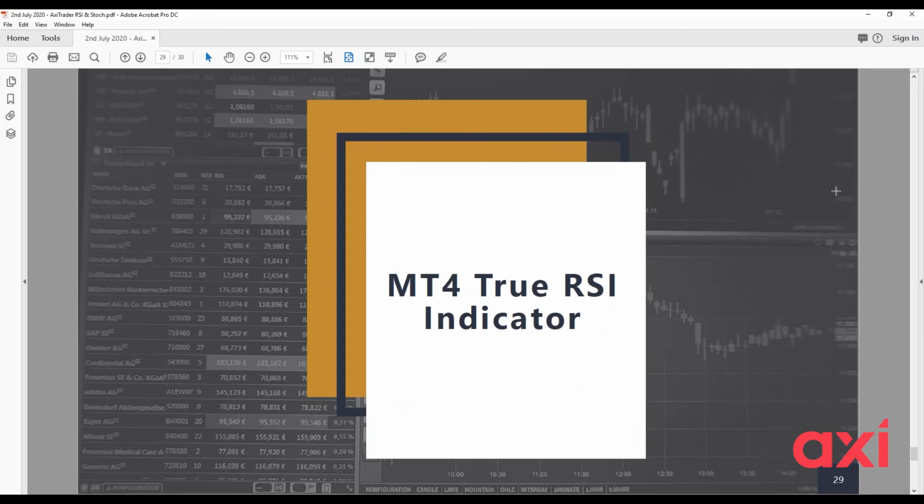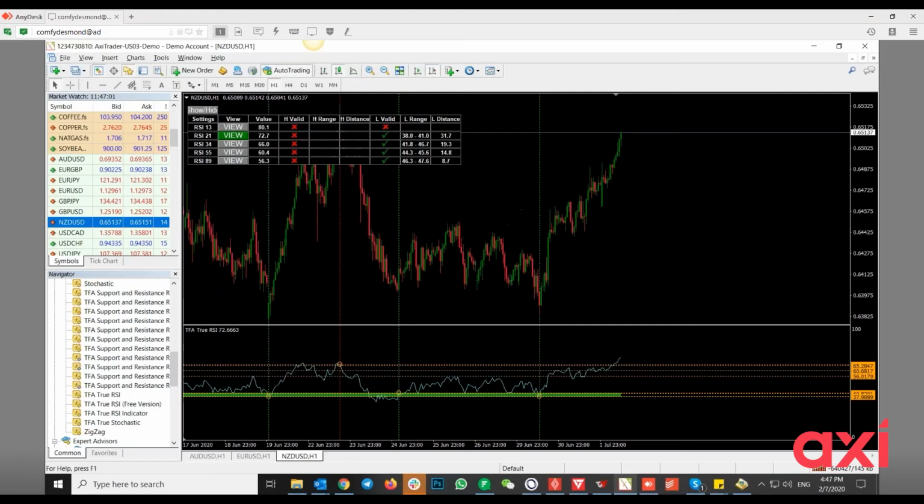Today, I will also be showing you this really handy tool called the MT4 True RSI Indicator. We just created this. It's pretty exciting. There's massive interest in it. I'm giving you guys a sneak preview of how it looks like. Let me just give me a second. All right, there we go.